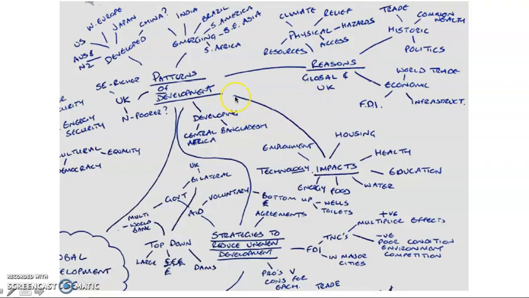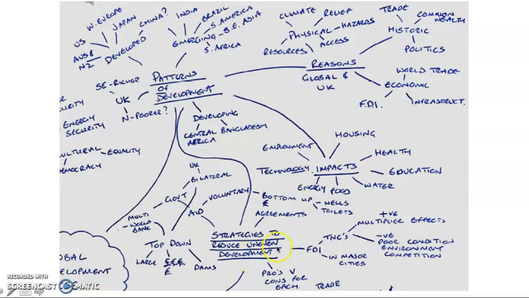Now, when we look at this, we can see there are many impacts of these different levels of development. Links to what we said earlier. Things like housing, employment, health, access to education, water, food, and energy. So these can be factors affecting development, but development can also affect these impacts as well.